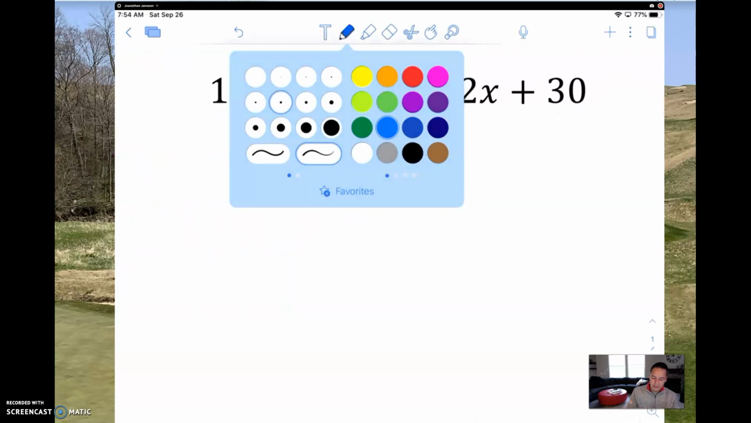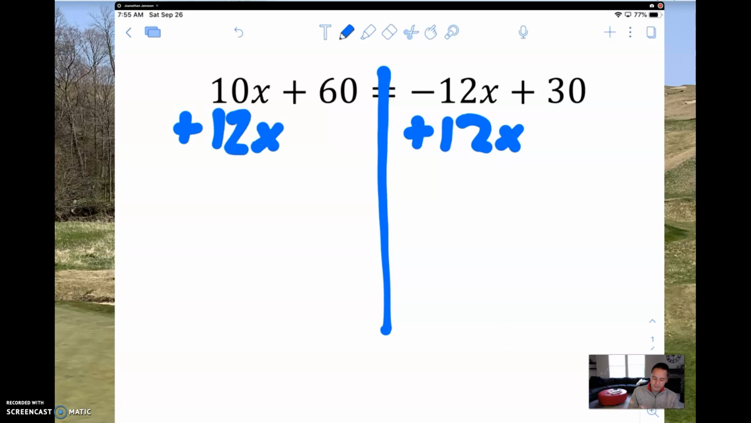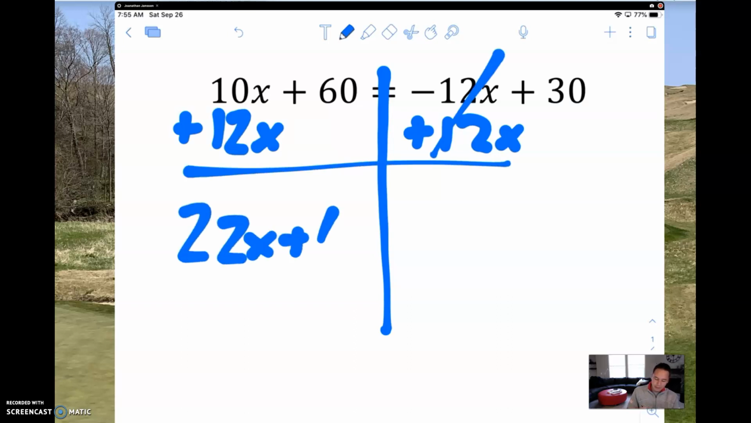And one last example together. We have 10x and we have negative 12x. Which one is smaller? Now you might have said, well, 10 is smaller, but no. The negative 12 is smaller than a positive 10. So that's the one that we want to get rid of. So to get rid of a minus 12x, we can do plus 12x to both sides. And we're left with 22x plus 60 equals 30.